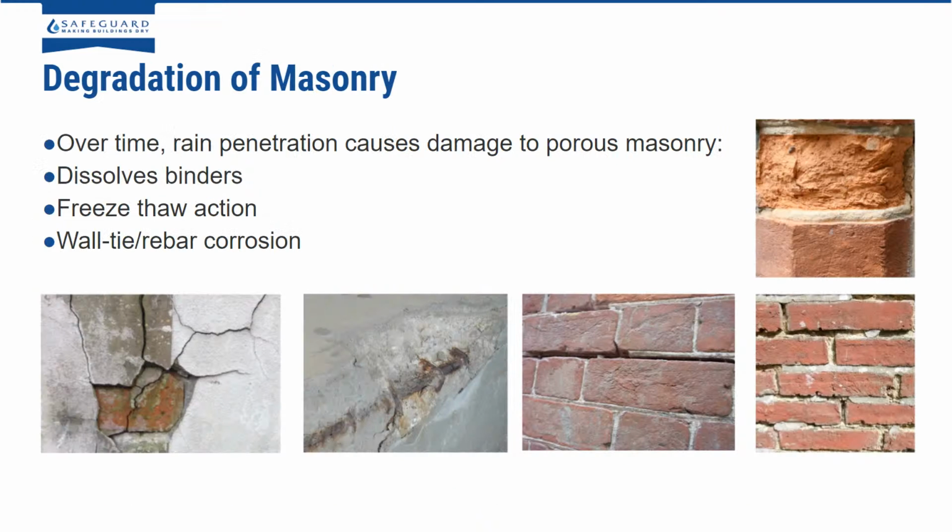Degradation of the masonry. Over time, rain falling on a surface will start to damage it by corrosion and dissolving away the binders, such as lime or even cement, especially with acid rain. Freeze thaw action. Over time, if the bricks get wet and then get frozen overnight, they can start to crack. And any corrosion of the wall ties within cavity walls can become an issue.